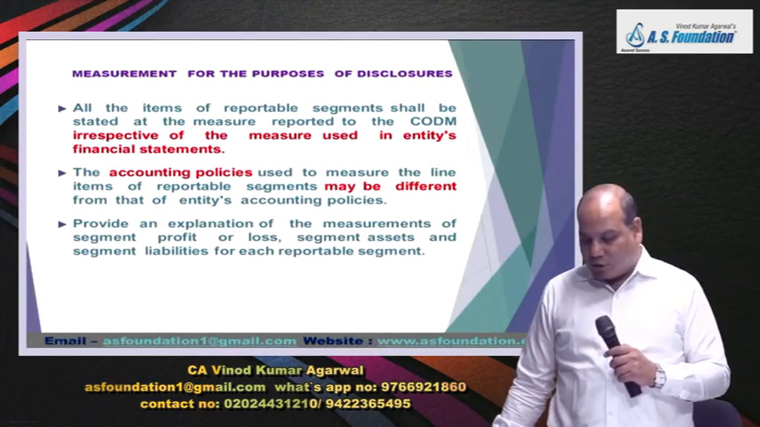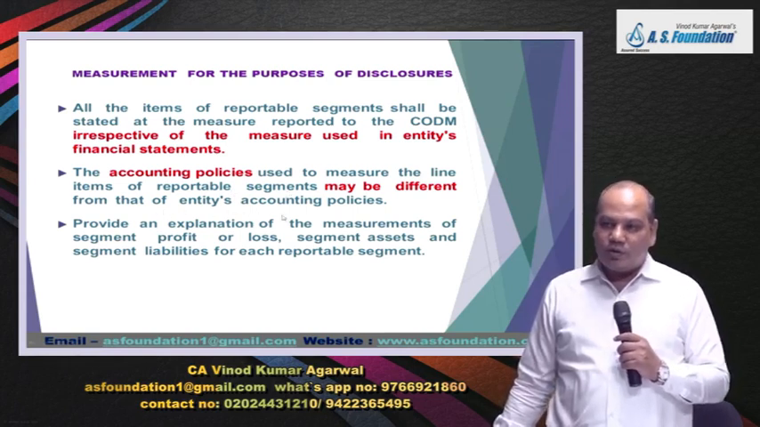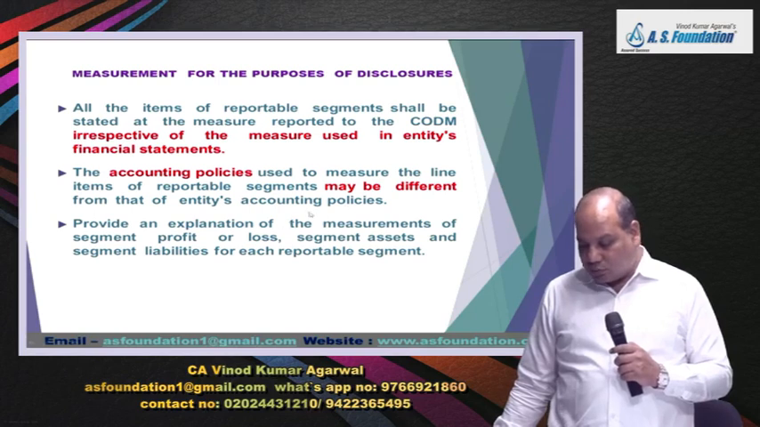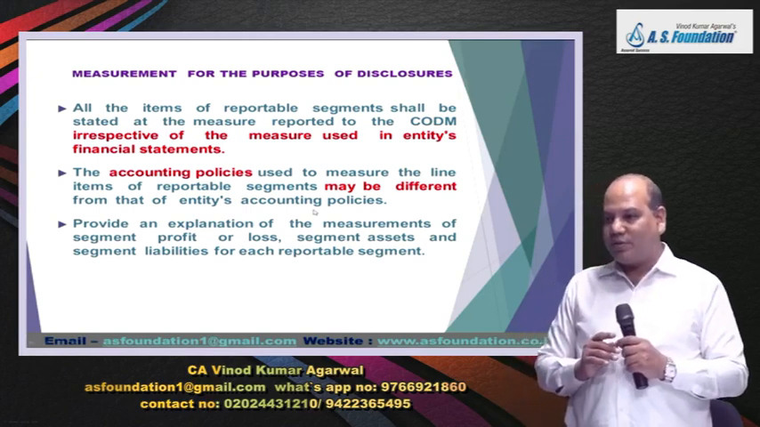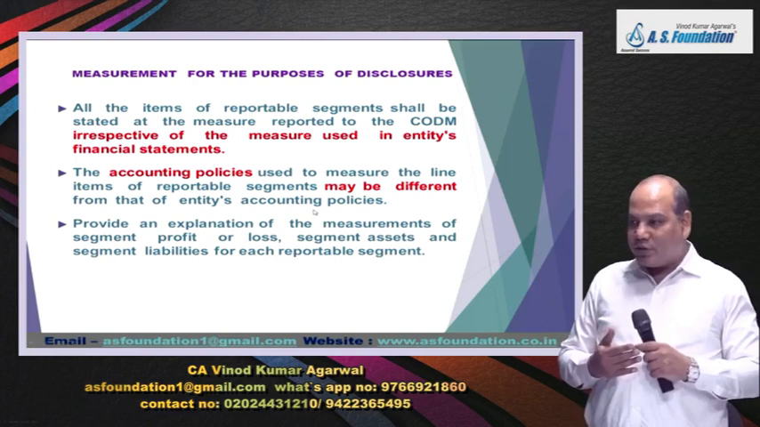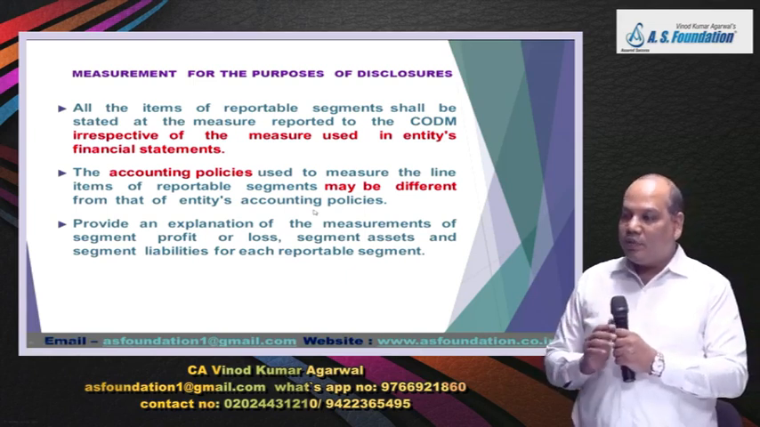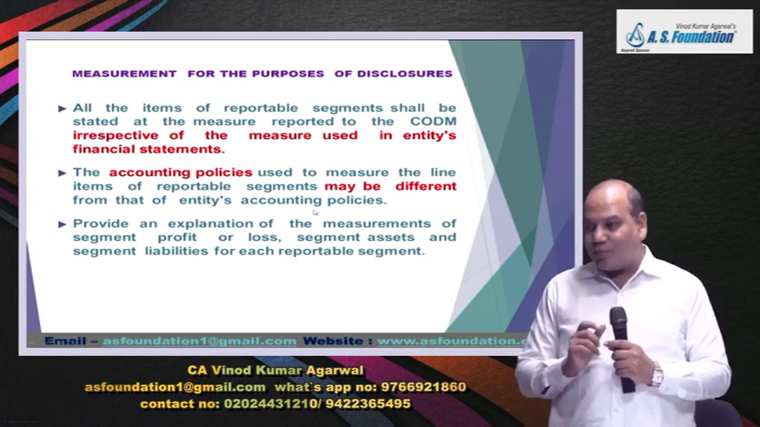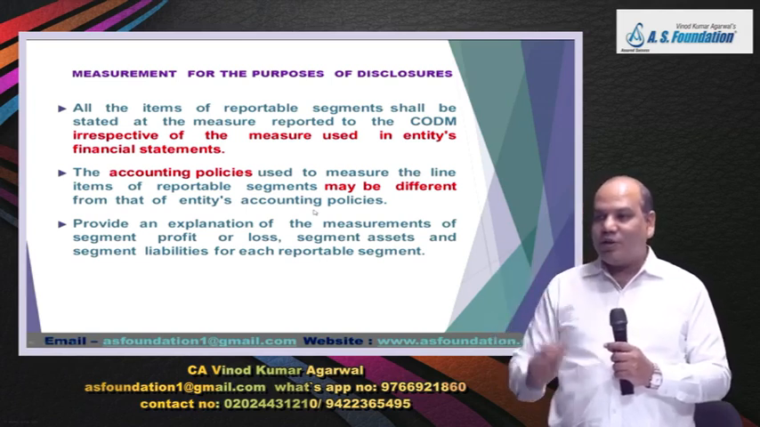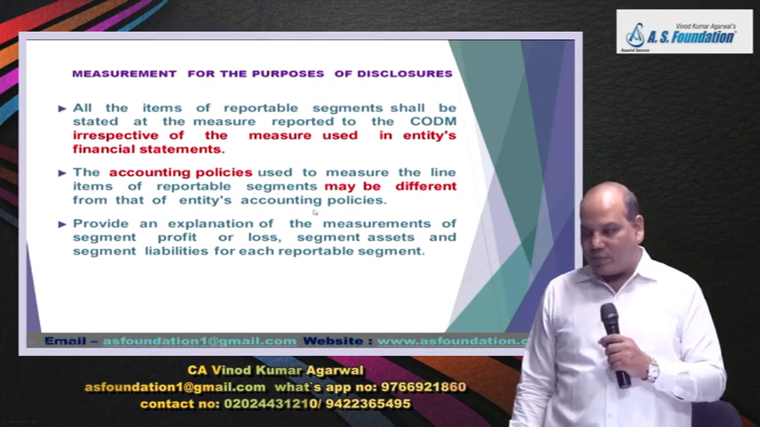And that is the second point also. The accounting policy used to measure the line items of a reportable segment may be different from that of the entity's accounting policy. The purpose here is different. The purpose of this standard is how the management looks at the business. How the management looks at his business. And in the same way, the same information is now shared with the investors also. So that is the interesting part of the standard: for segment reporting, your accounting policy can be different from the entity's accounting policy for preparing the financial statement.